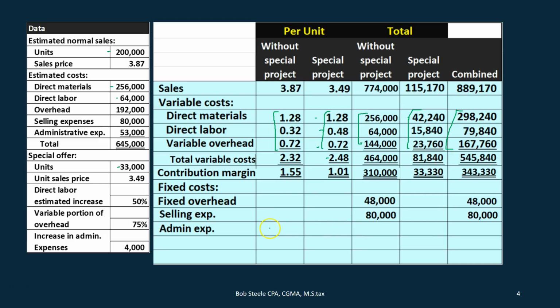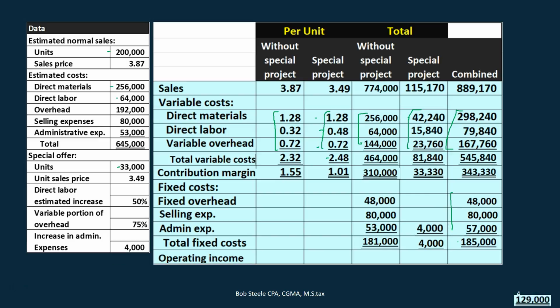And then we've got the admin, and that was the 53,000, and again it's fixed, so it's not going to go away, but we said that we had another 4,000 of the admin that's going to be tacked on if we take on the project. So that's going to give us the 53 plus the 4 for the 57,000. That totals up for fixed costs of the 181 and then the 4, giving us the 185. That could be calculated as 181,000 plus the 4,000, or it could be the 48,000 plus the 80,000 plus the 57,000 to give us the 181,000.